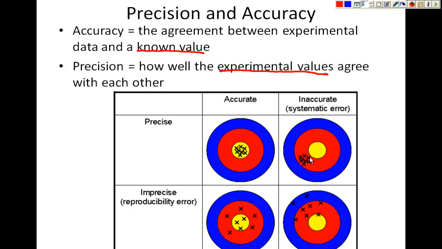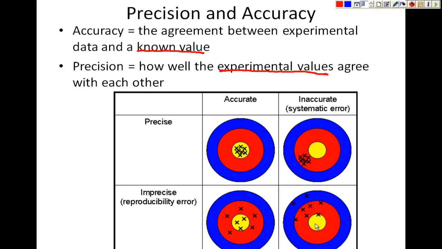So this is not accurate. As we see right here, it's not accurate. However, it's still precise because all of these experimental values are agreeing with each other. All these x's are on top of each other right here. So it is precise, but it's not accurate. Now, again, let's look at this next one. If I were to take the average of all of these experimental data, it would be somewhere in this yellow. So therefore, it is accurate. However, these x's are not on top of each other, so it's not that precise. Okay, it is accurate, but not precise.